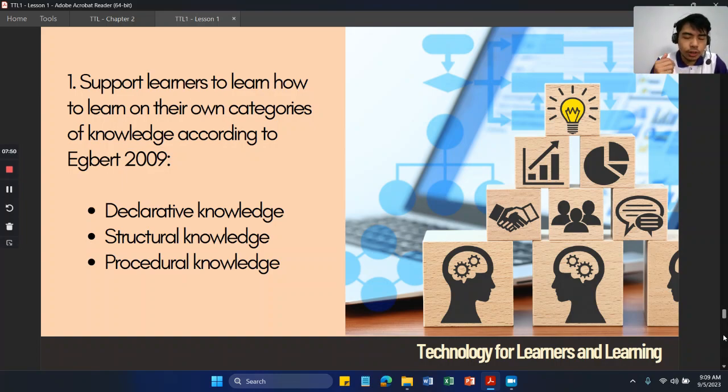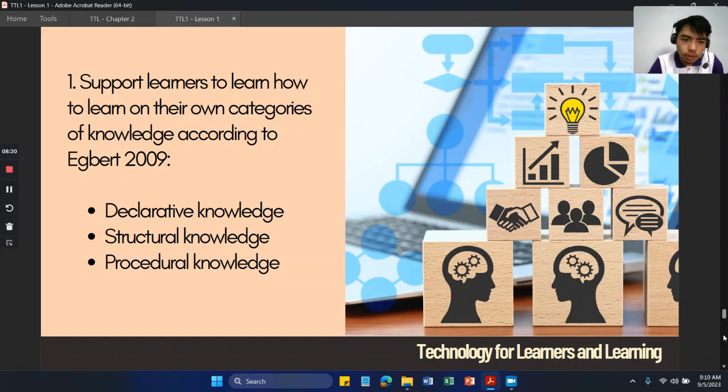According nga to Egbert of 2009, technology could support learners to learn different concepts and different topics na matututunan nila. Students have different types of knowledge. Nahati po ito sa tatlo. We have the declarative knowledge, or ito po yung what, when, where, who. Okay? Those are the trivial concepts, trivial knowledge.